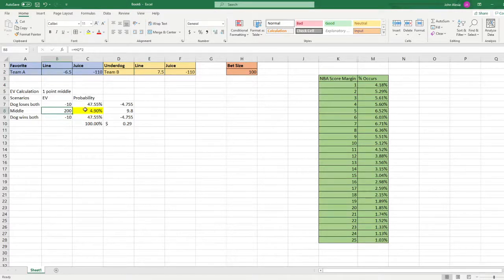Now, the key: how do we calculate if this is a good bet or not? Firstly, we need to know just how often games land on a 7. If you look at the chart in green, you see 6.71% of the time games will land on a 7.